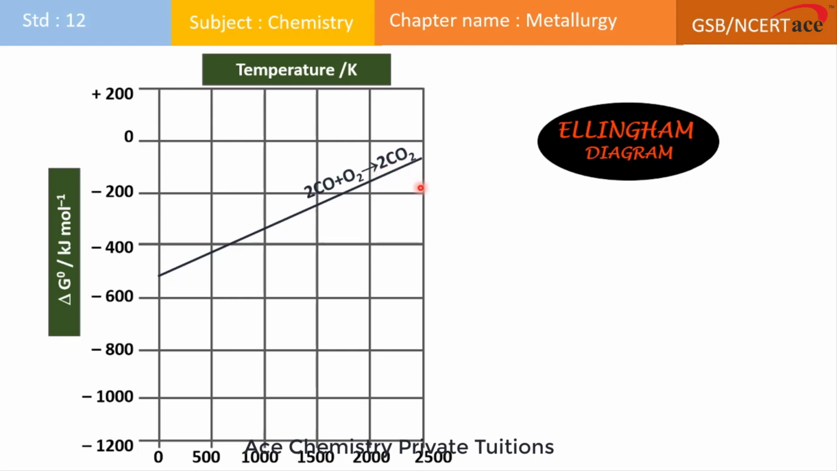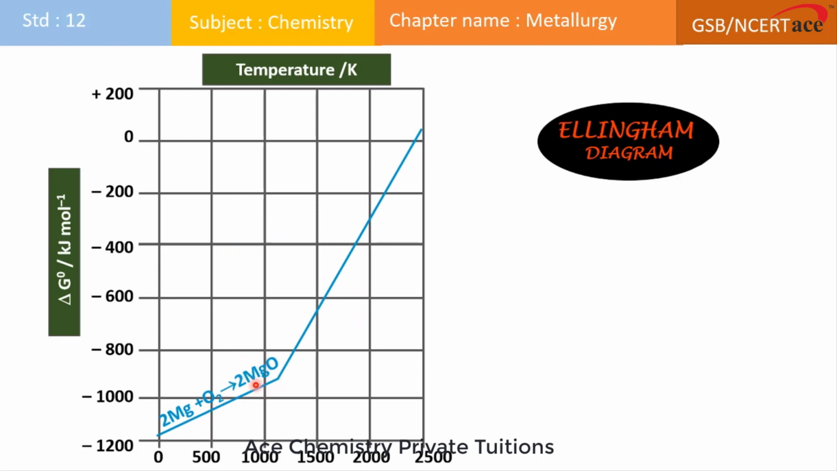So if I ask you to select between formation of carbon dioxide from carbon and from carbon monoxide, tell me which process is more favorable. Yes, formation of carbon dioxide from carbon is independent of temperature, and formation of carbon dioxide from carbon monoxide is unstable at higher temperature.